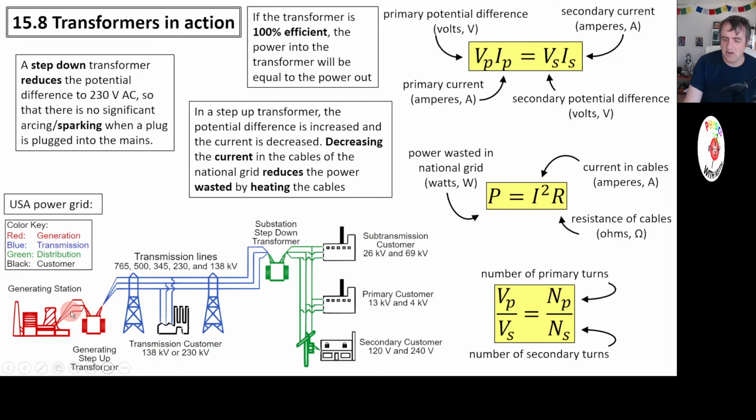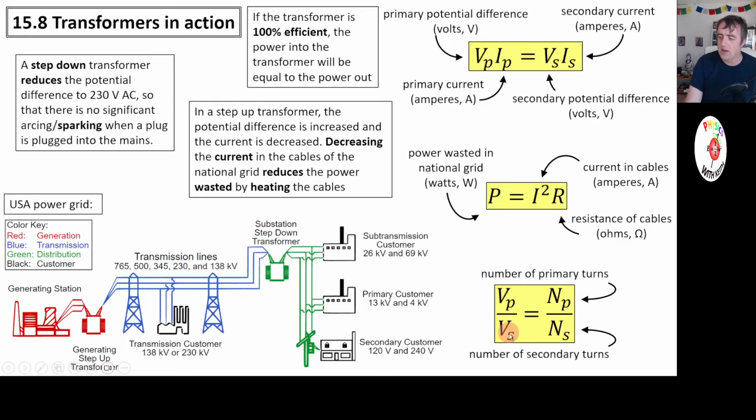Okay, red section is the generation section, blue is the transmission, green is the distribution of our energy into the customers, which is the black part there. So we need to be able to calculate how much our potential difference changes because of a transformer. And remember, it had to do with the number of turns. And it turns out that the ratio of the potential difference across the primary and secondary coils is equal to the ratio of turns on the primary and secondary coils.